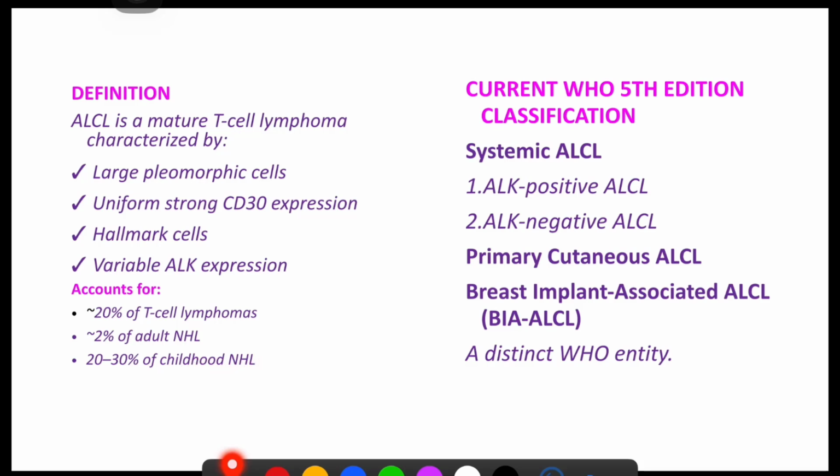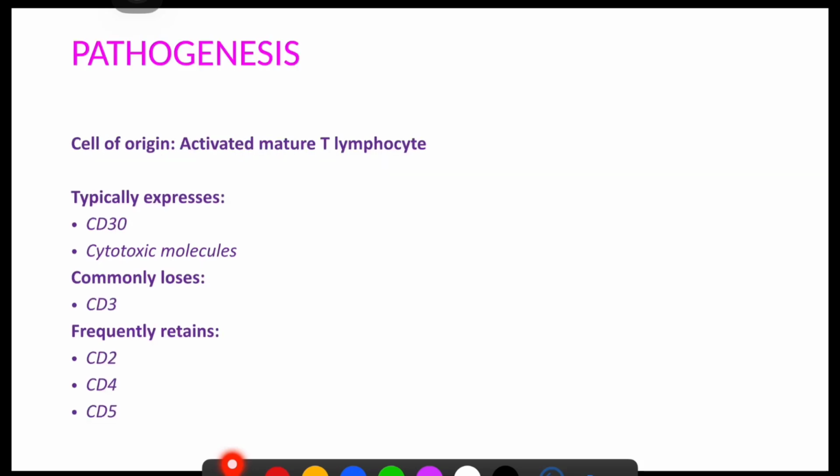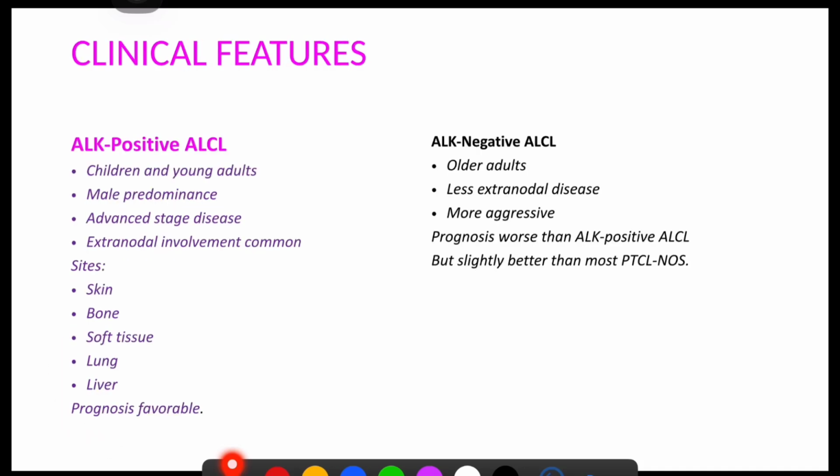Now current classification shows there are three types. One is systemic ALCL, which is either ALK positive or ALK negative, primary cutaneous ALCL, or breast implant associated ALCL, which is a distinct WHO entity. Now, if we see pathogenesis, activated mature T lymphocyte is the cell of origin, CD30 positivity, and there is common loss of CD3, and it frequently retains CD2, 4 and 5.